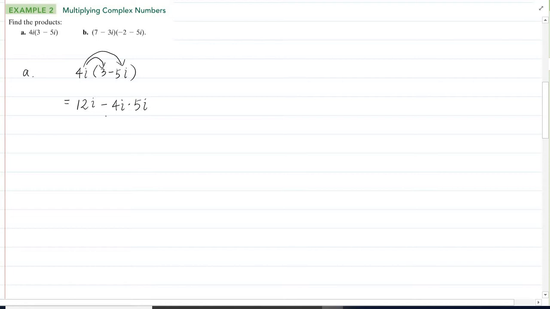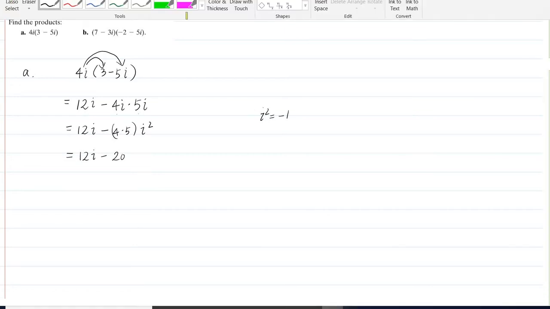So once we have this, let's continue to simplify a little bit. 12i, in this case we're going to have 4 multiplied by 5. So we're going to put them together. Then we have i multiplied by i, that would be i squared. So I'm going to continue to simplify. That will be 12i minus 20, and then i squared. Remember we said earlier, i squared gives you -1. So make sure you remember that.